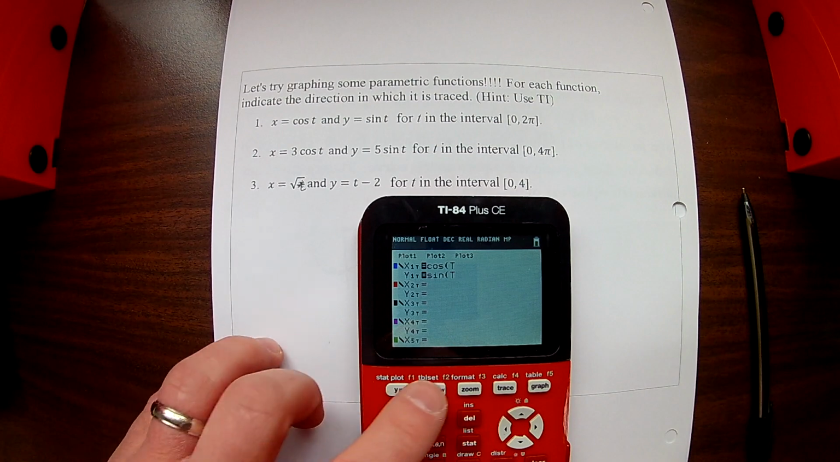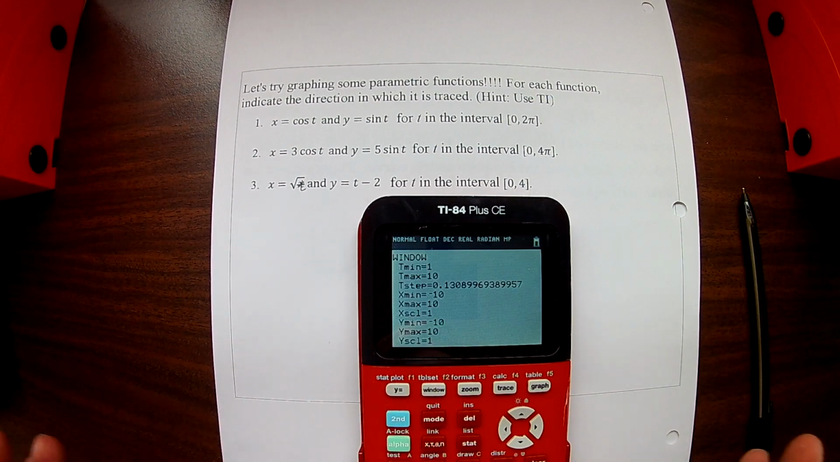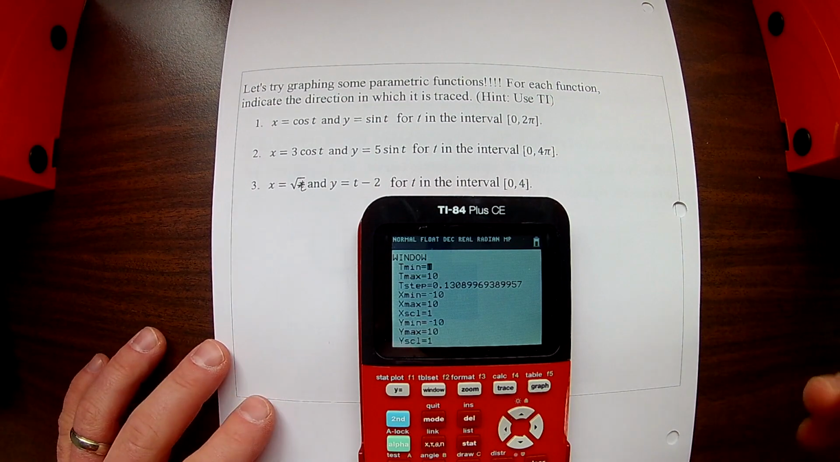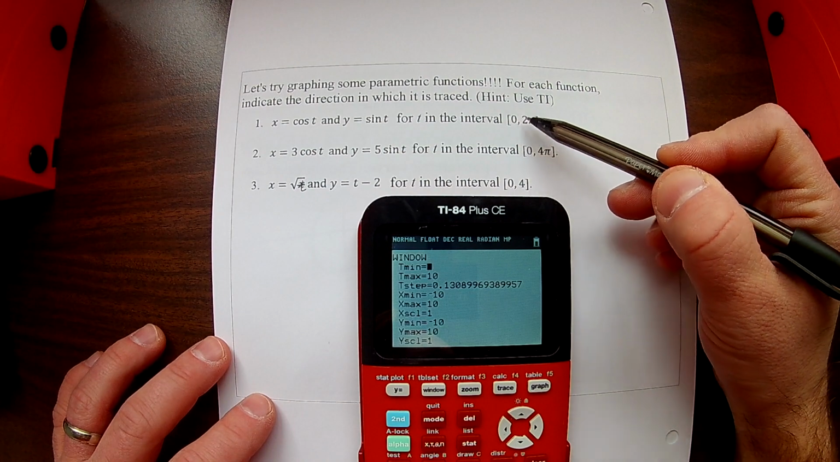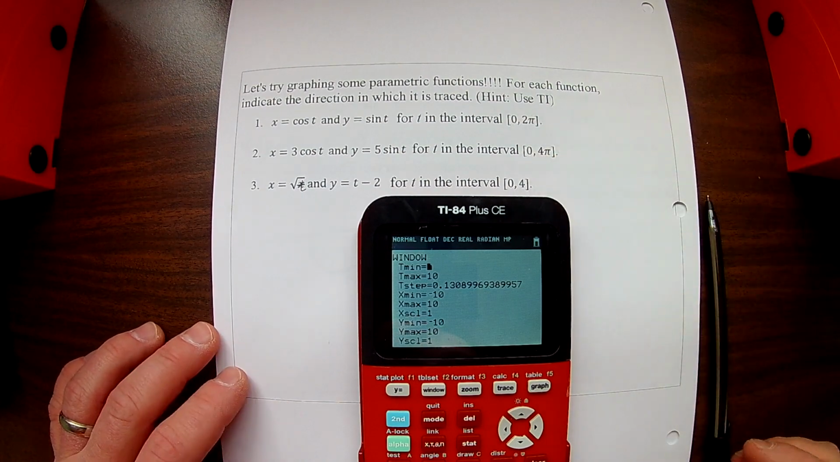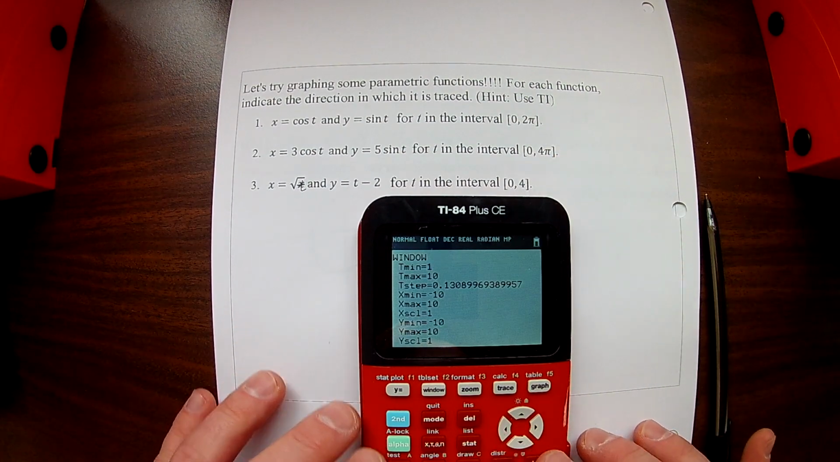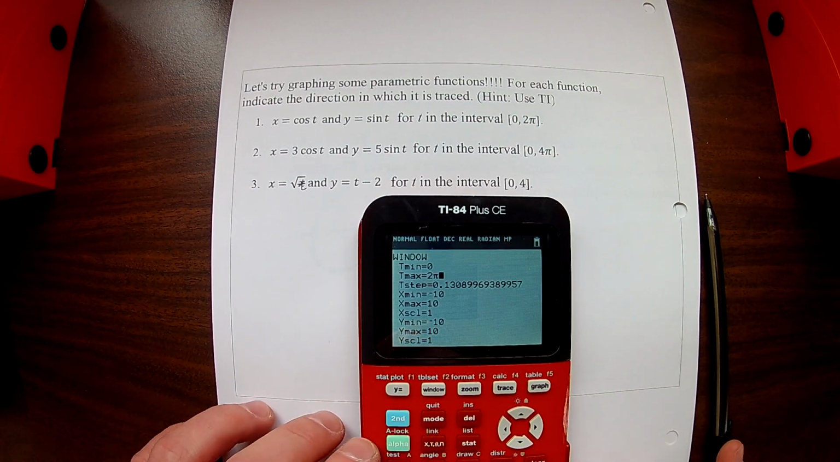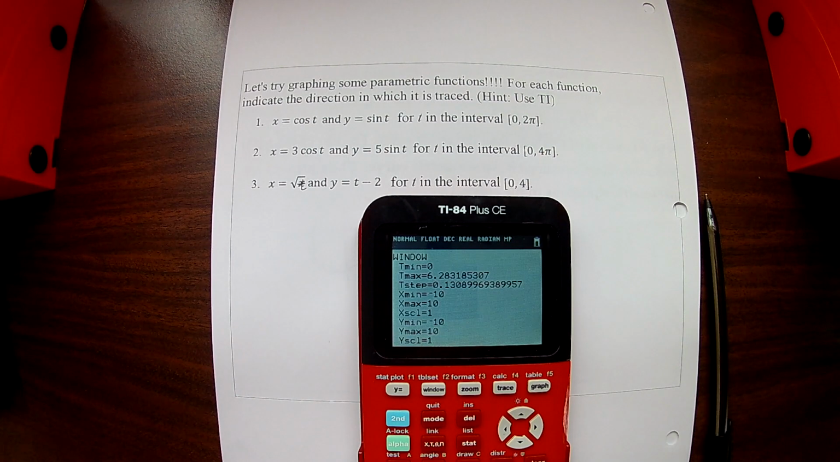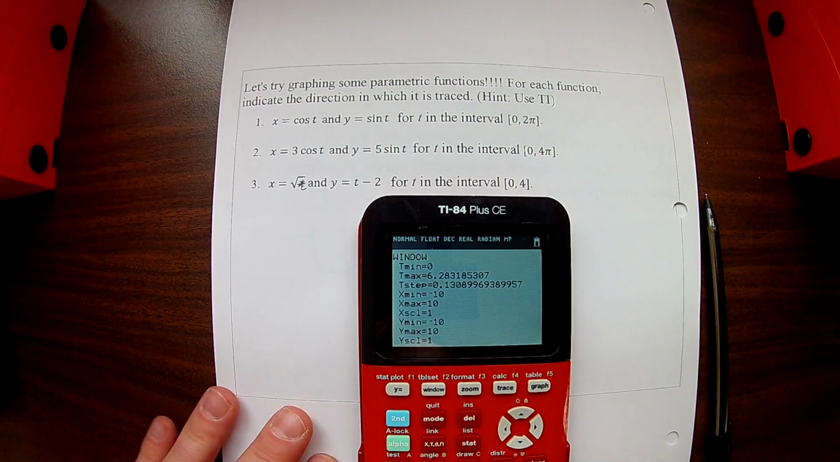Sine of t, and now we're going to go over to the window to adjust it to be exactly what we want. And you can see up here, your book, AP, anything is really going to give you the interval over which to graph this. So the interval that's going to be good is from 0 to 2 pi. And you can see that converts to 6.28 and so on.